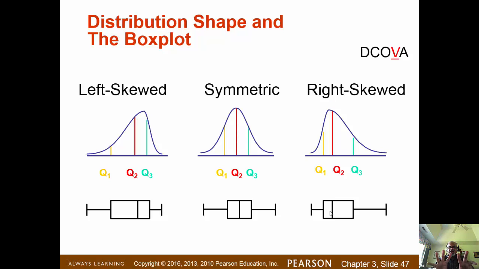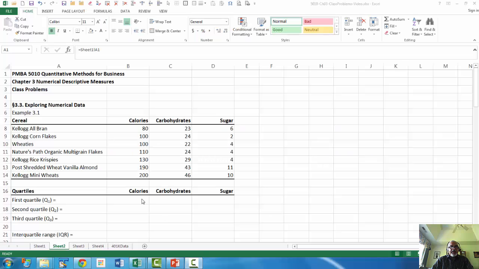Okay, now let's go ahead and get all of this done in Excel. Now we come back to the same data with calories and carbohydrates and sugar of a sample of 7 selected breakfast cereals.